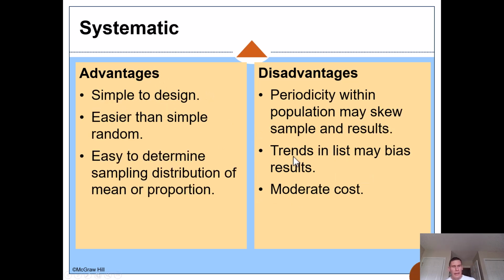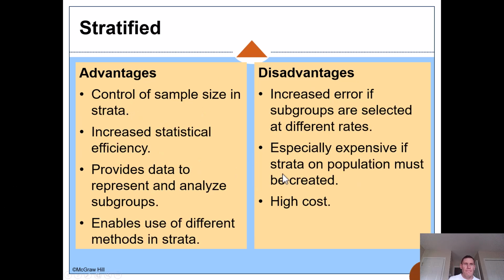For a systematic sample, I should say, advantages are that it's simple to design, it's easier than simple random, and it's easy to determine the sampling distribution of the mean or the proportion. The disadvantages, the periodicity within the population may skew the sample and results. That's true. Trends in the list may bias the results, and there's also a moderate cost.